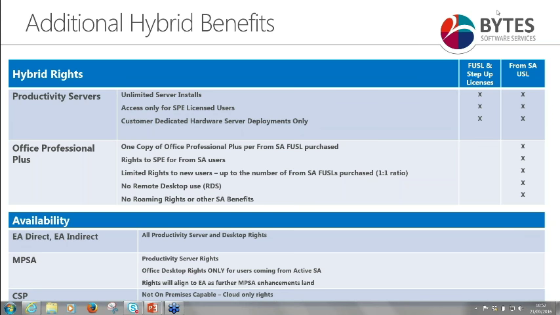For any new users that obviously don't have Software Assurance, you'll have the rights to purchase a ratio of 1-to-1. So for example, if you were to renew 500 users from Software Assurance into Secure Productive Enterprise, you could purchase another 500 new users, and they would also have the Office Professional Plus rights.